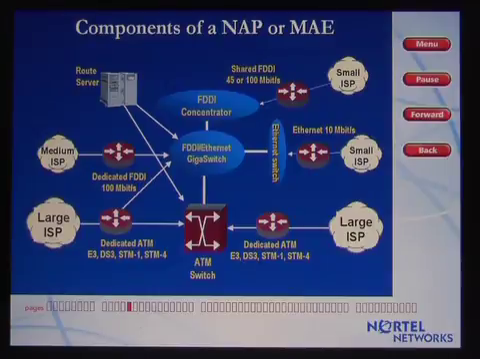As can be seen from the schematic, a NAP contains a mixture of high-speed switching elements like gigabit Ethernet switches, ATM switches, and FDDI rings. Each NAP will be unique, depending upon the connections required at that particular site.